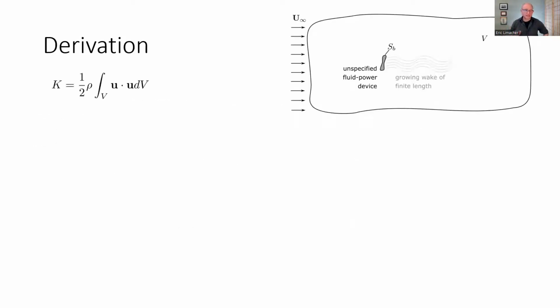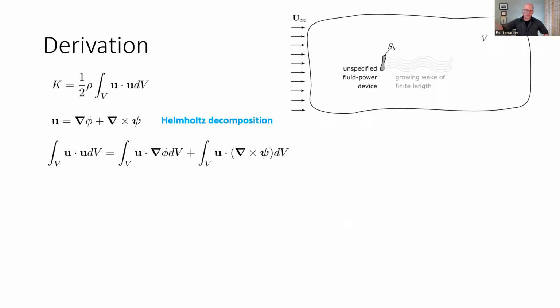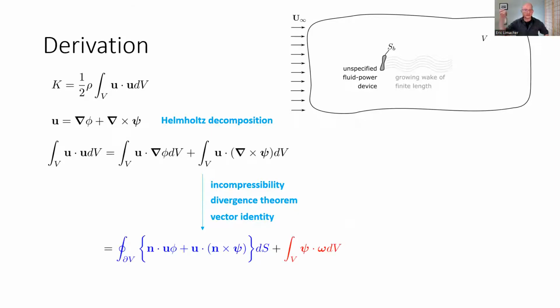So I start by defining the kinetic energy. U here again is the velocity. We apply Helmholtz decomposition, which we can do to any vector field. So phi here is the scalar potential, psi is a vector potential, and that allows us to split this integral in the kinetic energy expression. And applying that incompressibility condition, the divergence theorem, and a vector identity, we arrive at an expression that looks like this.